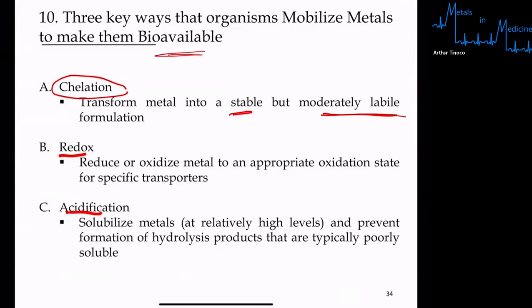One of the biggest things is that acidification can prevent metals from hydrolyzing, because sometimes hydrolyzing can cause metals to precipitate in a way that's basically irreversible. But oftentimes, the process of mobilization will consist of all three, or at least some two or all three. It's not just one simple event that's going to be what's enabling mobilization.